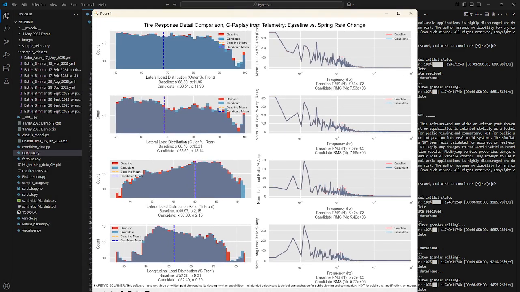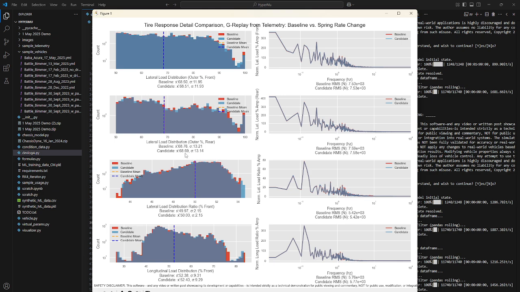Okay, so the baseline model will be represented with orange traces and the orange histograms, and the blue will represent the spring rate change that we just performed. Looking at the lateral load distribution on the front and the rear axle, we could see that the standard deviation has been decreased a little bit, which is generally a good indicator of increasing the grip potential on that axle, but it's by a relatively small number.